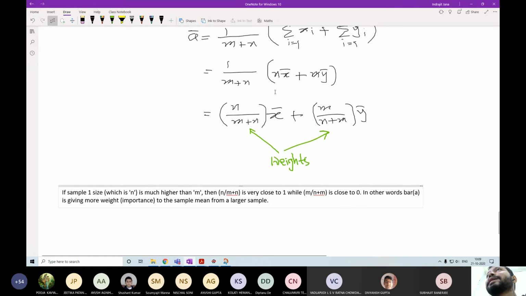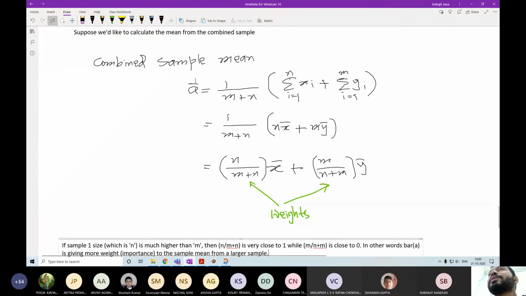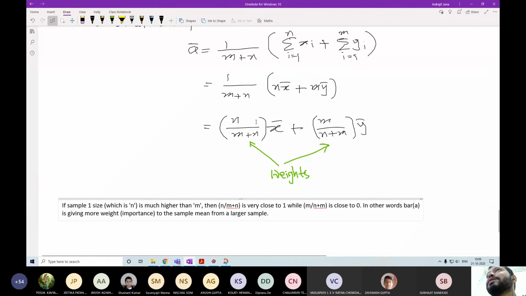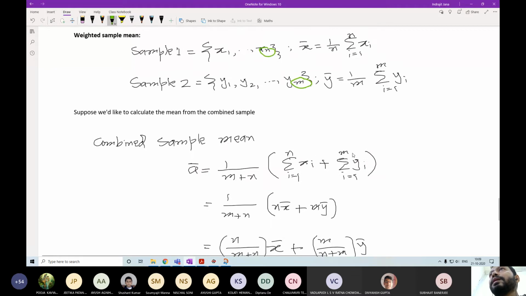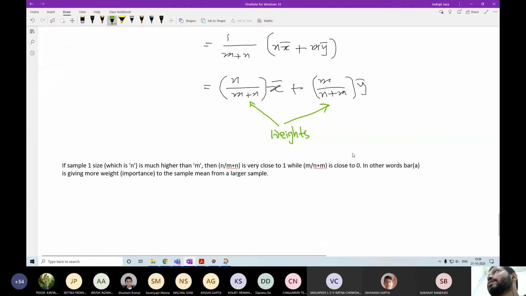If x bar is obtained from a larger sample, you can guess x bar is a more accurate estimate than y bar, if y bar is obtained from a smaller sample. Whenever computing this combined sample mean, you should give more weight to the sample mean obtained from the larger sample, which is more accurate. So this is the weighted sample mean, and it's a very easy concept.